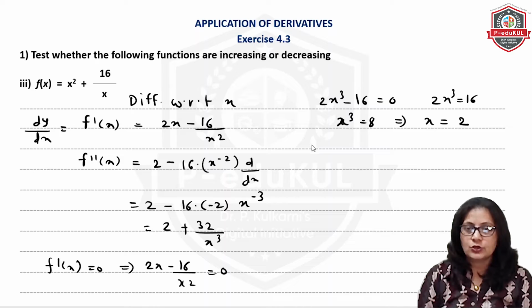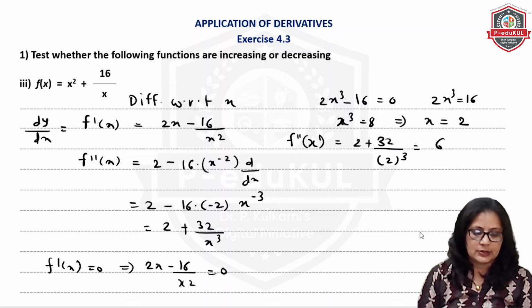Now for this 2, I'll calculate f double dash x. So f double dash I have already calculated. There I will just put the value. That is 2 plus 32 upon 2 cube. 2 cube is 8, 8 times 4 is 32. So this will come up as 6. And this is greater than 0.